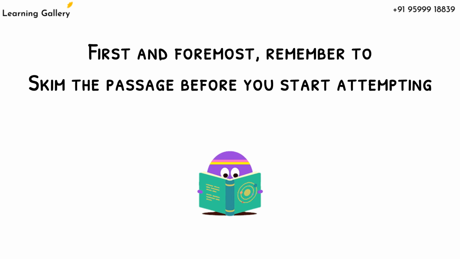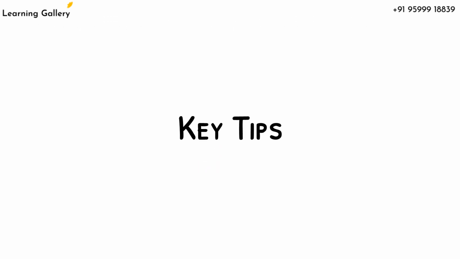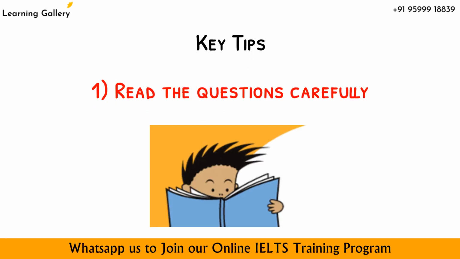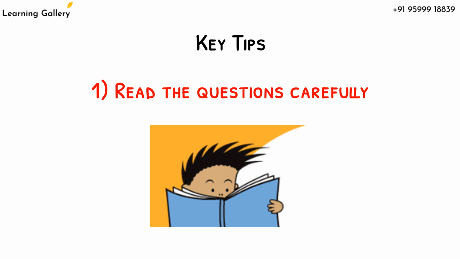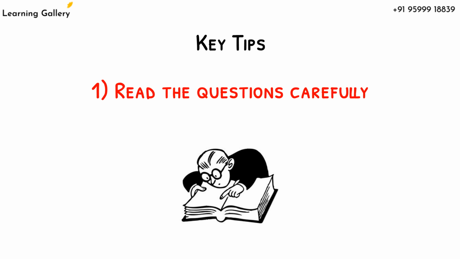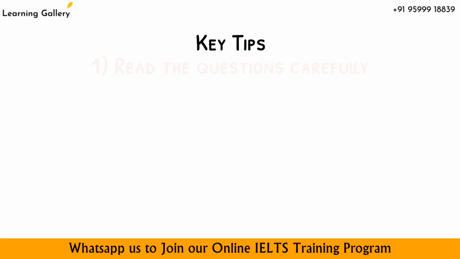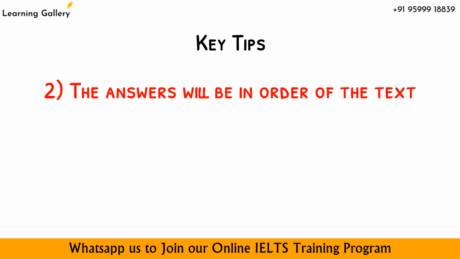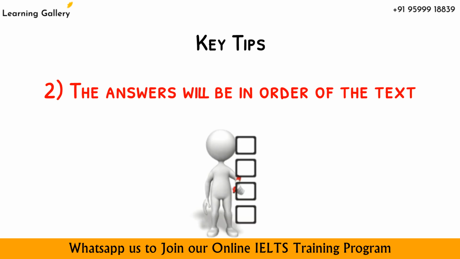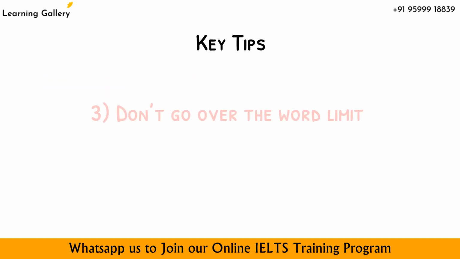And now, let me discuss how you must attempt this question type step by step. Number 1. Read the questions carefully. It's important that you understand what is being asked in the questions. You will then know the main ideas to look out for as you read again. Number 2. The answers will be in order of the text. Yeah, that's good news. So once you've found the answer to question 1, you'll know that the answer to question 2 will come soon after, and so on.